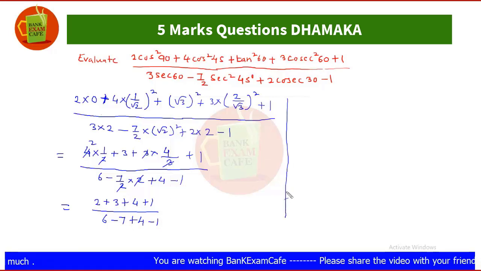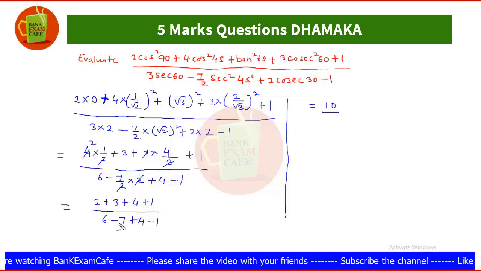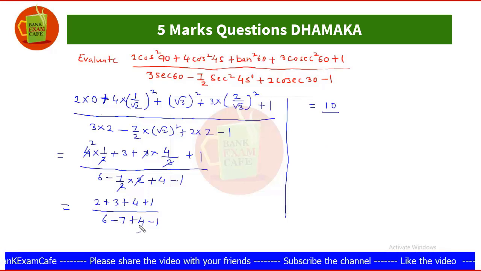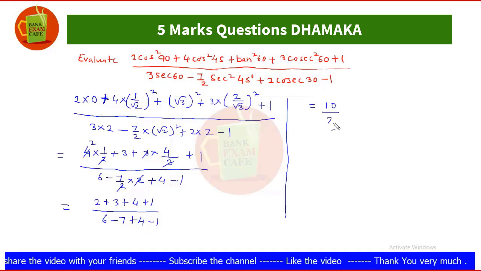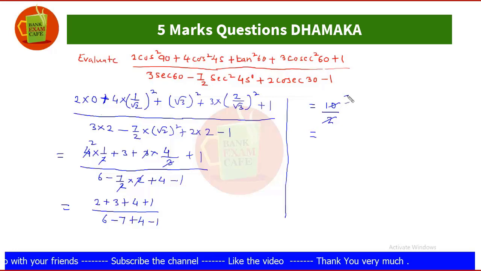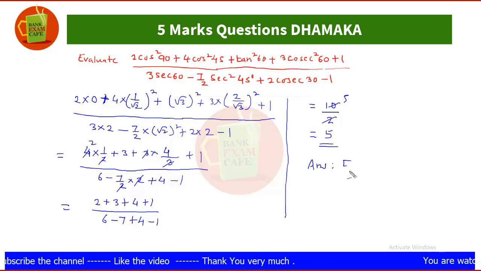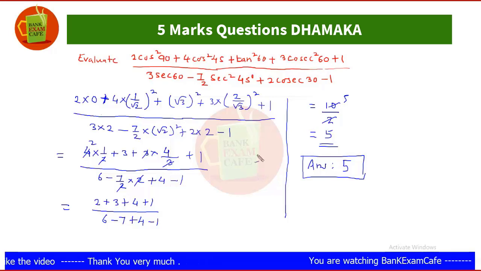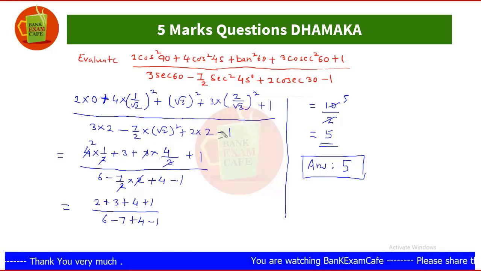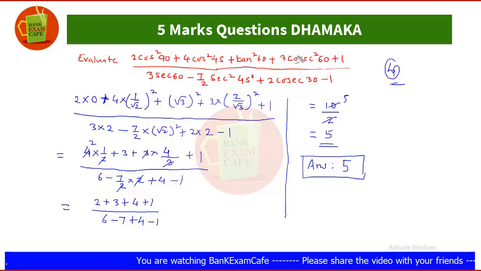Now here it will be 2 plus 3 is 5, plus 4 is 9, plus 1 is 10, upon here it is 6 and 4 is 10, 7 and 1 is 8, so 10 minus 8 that will be 2, and which is equal to 2 1s are 2, 2 5s are 10, so that is equal to 5. So required answer is 5. So here you get the maximum marks for putting the correct value, and therefore this question has 4 marks for so many values you have to put.